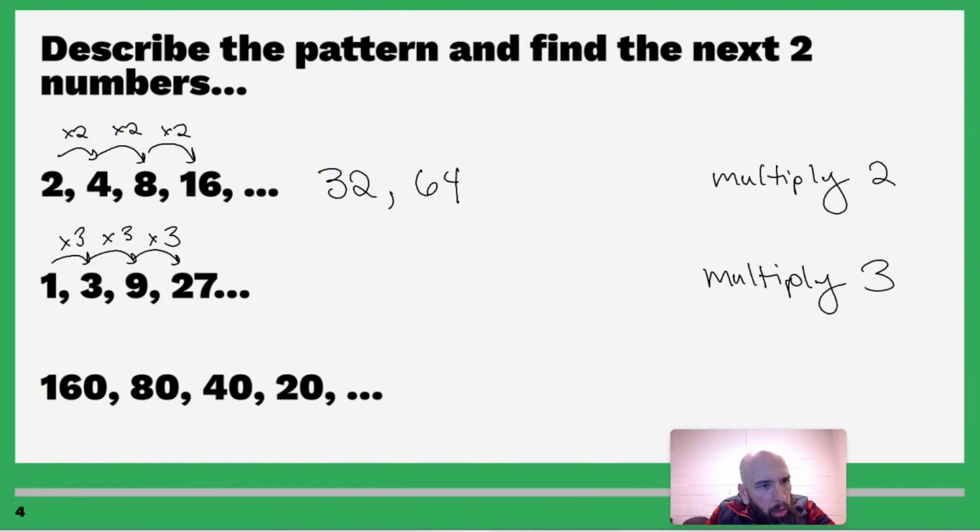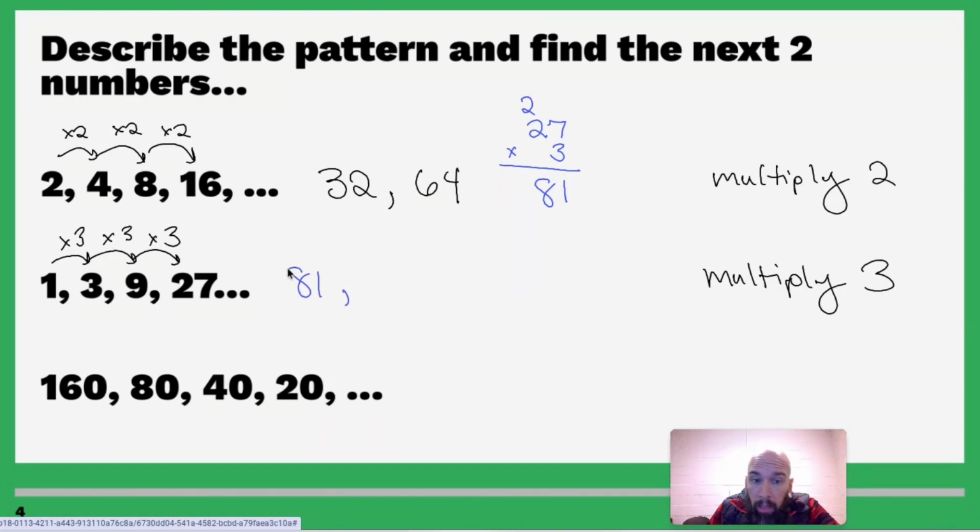Okay, so if you're not 100% sure of what to do, it's okay to go off to the side and do some old-fashioned math. If you're not sure what 27 times 3 is, then you go off to the side and do, okay, 27 times 3, so let's set that up. 3 times 7 is 21, carry the 2. 3 times 2 is 6, but 6 plus 2 is 8, so you get 81. So the next number in this pattern is going to be 81.